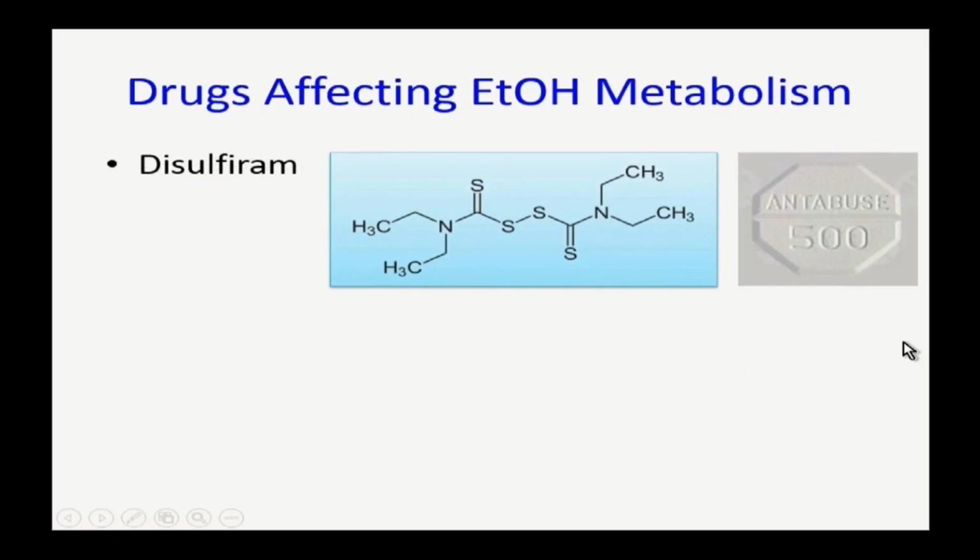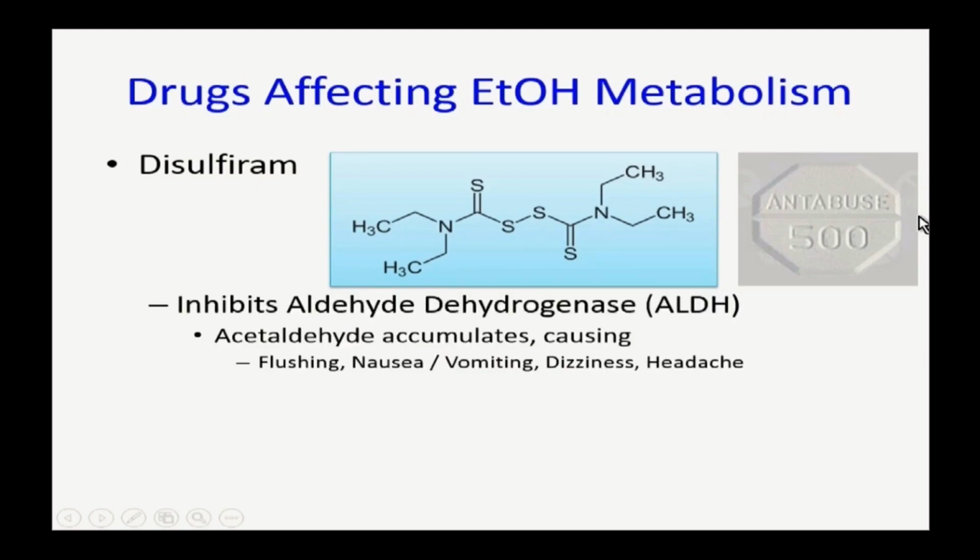Disulfiram also goes by the name Antabuse because it is against alcohol abuse. It inhibits that next step, the aldehyde dehydrogenase. This allows the acetaldehyde, which normally never accumulates, to accumulate, and aldehydes are very nasty substances that will cause flushing, nausea, vomiting, dizziness, headache. In rare cases, it can cause hypotension.